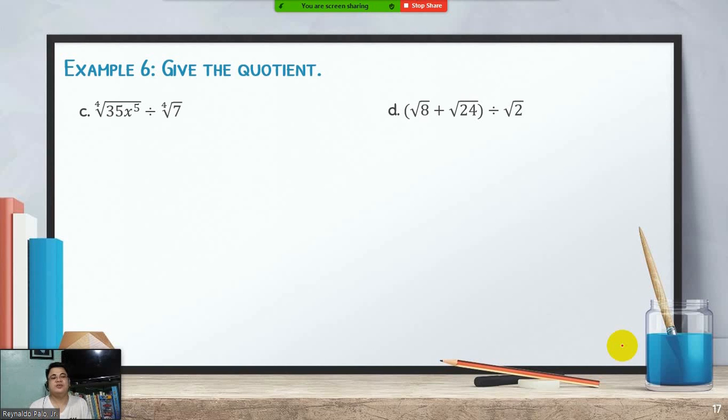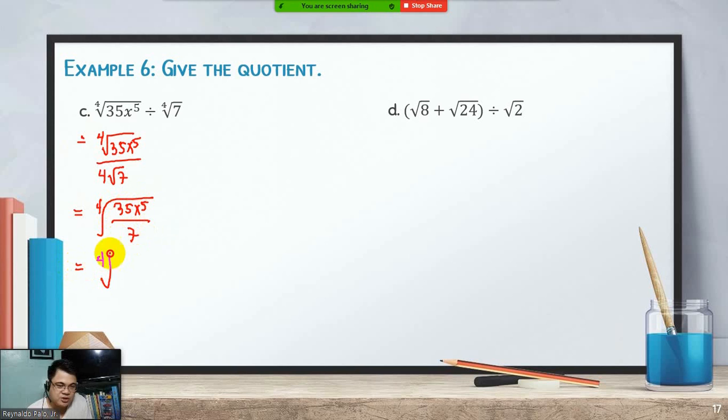Next, letter C. 4th root of 35x raised to the 5th power divided by 4th root of 7. Alright, so quotient rule: it is 4th root of 35x raised to the 5th power over 4th root of 7. Next, we can actually apply quotient rule again. So, 4th root of 35x raised to the 5th power over 7. Then, 35 divided by 7 is, of course, 5. So, this will become 4th root of 5x raised to the 5th power.